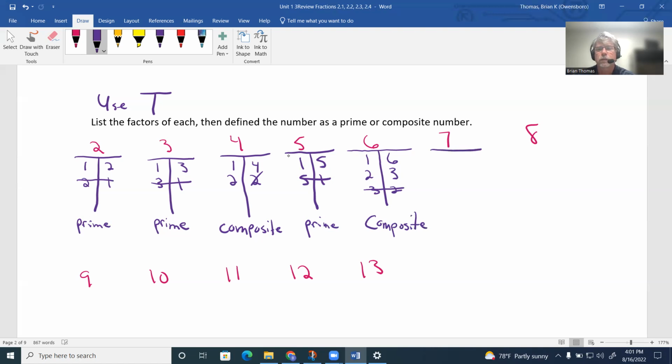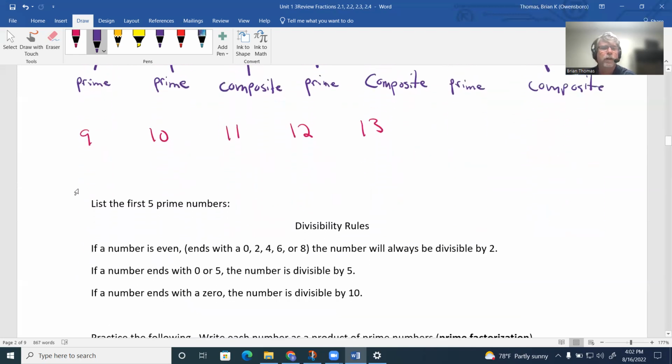7. Notice that we'd have 1 and 7. That would be it. That's going to be prime. 8. We have 1 and 8, 2 and 4. That's it. That's composite. So as I move through here, we have 9. 9 would be 1 and 9, but we also have 3 and 3. So that's repeating. So 9 has 3 different factors, so it's still going to be considered composite.